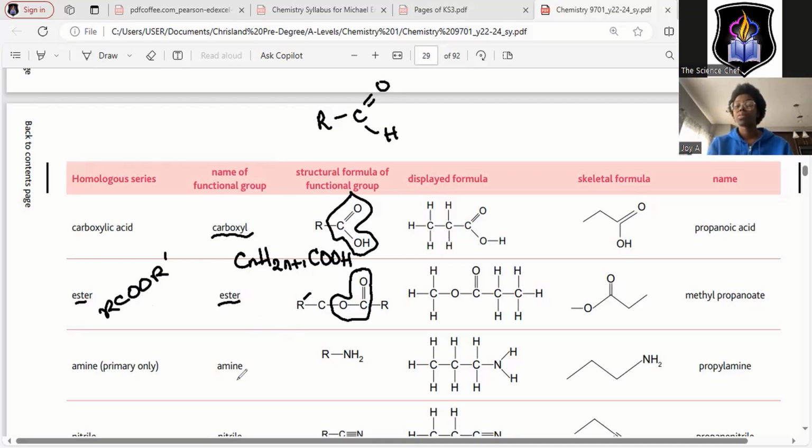So then next is the nitrogen containing one, right? NH2. That's the amine group, or you can call it the amino group, right? Yes, sir. The amine or amino group. And the general formula is CnH2n+1NH2. Are we good? Yes, sir.